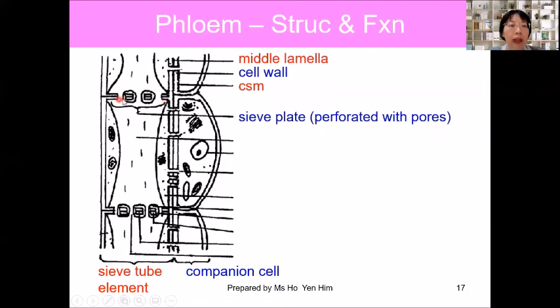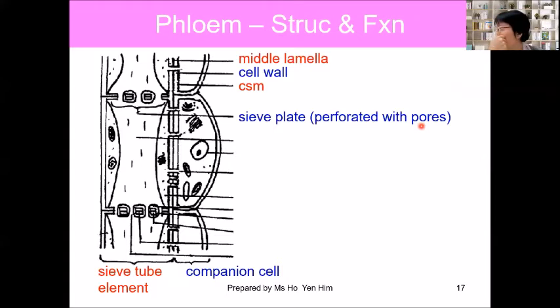Now, sieve plate is the end walls of each sieve tube element. So the end walls of each sieve tube element is called the sieve plate. Okay, why is it called sieve plate? Because this wall is perforated with pores. Perforated means got holes. So therefore, it looks like a sieve, right?